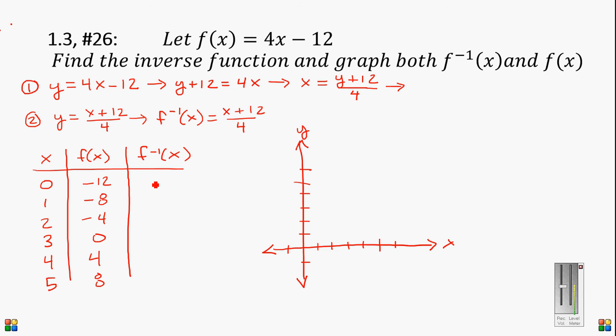And let's go down here and see what happens. If I go to 0 for, now I'm working with this function right here.